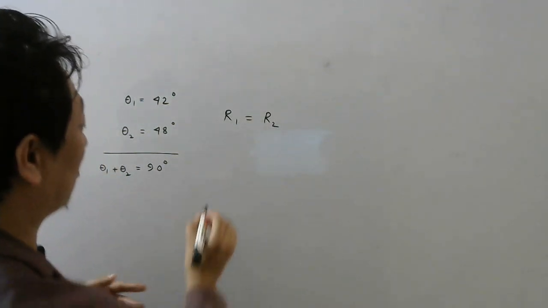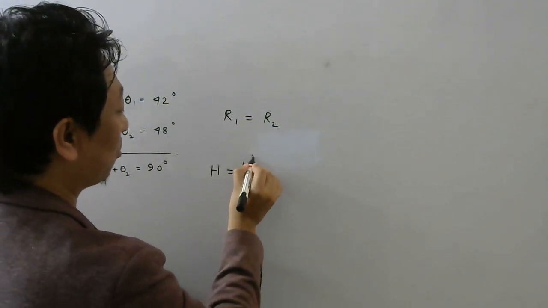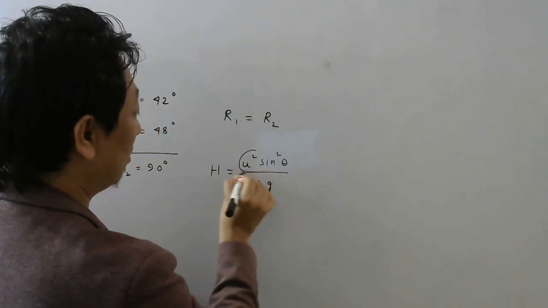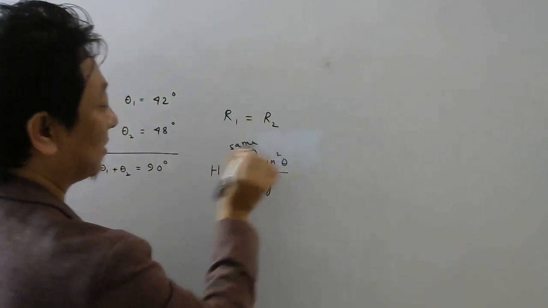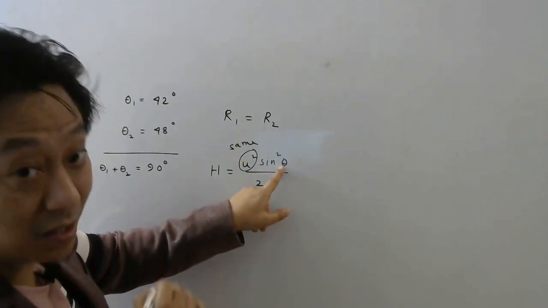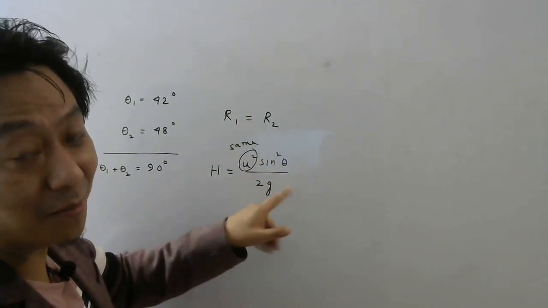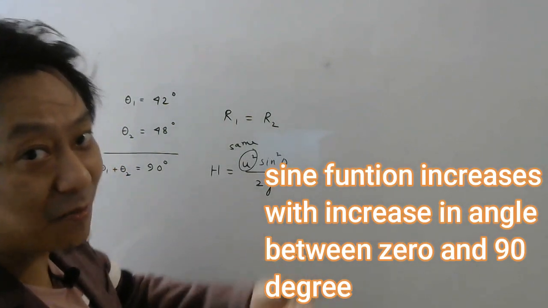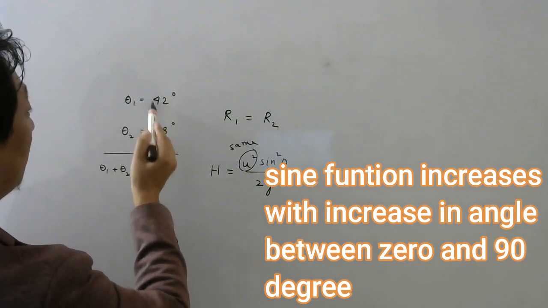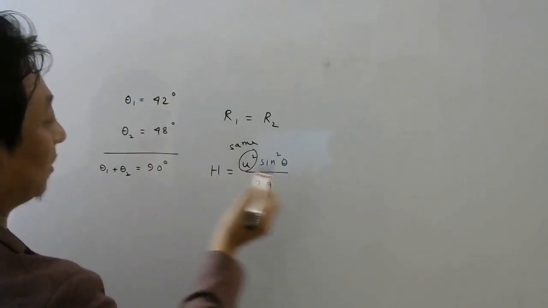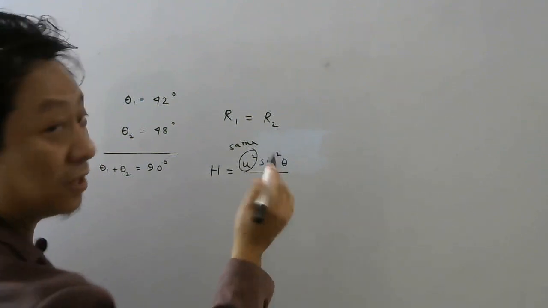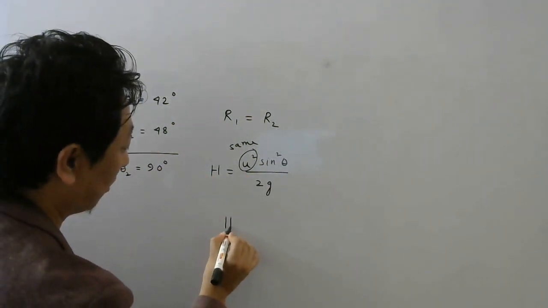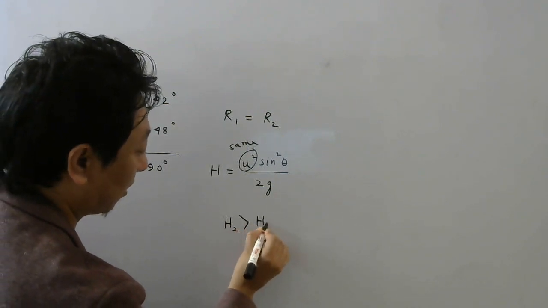What about maximum height? Well, maximum height is u square sine square theta by 2g. They told u is same for both the particles. So whichever will have more theta will also have more sine theta, because sine is increasing function of angle, right? Sine increases with angle. So 42 degree is more or 48? 48 degree is more angle. So sine of 48 degree will be also more. So H will be more for theta 2. So H2 will be greater than H1.